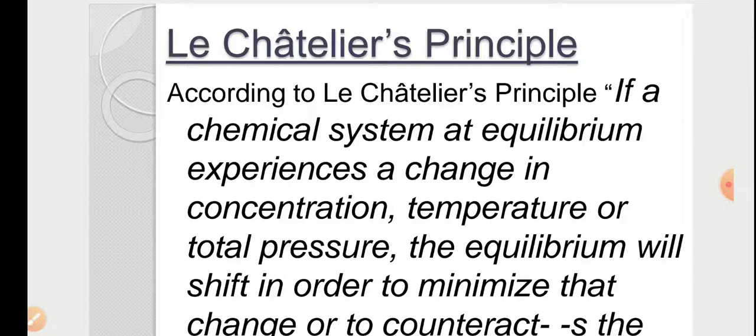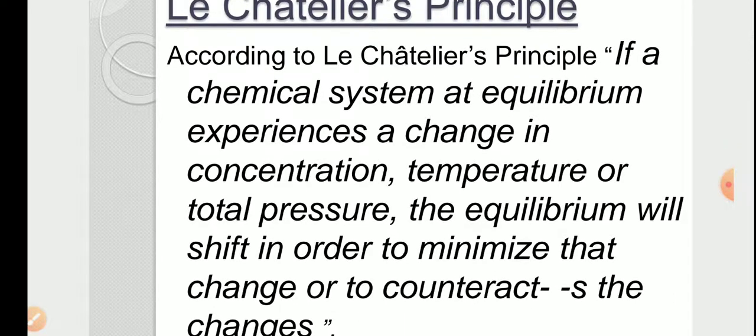According to Le Chatelier, he was a scientist. So if a chemical system or a reaction is at equilibrium and experiences a change in any property, suppose a system is under equilibrium and now you disturb that equilibrium by means of concentration, temperature, pressure, etc.